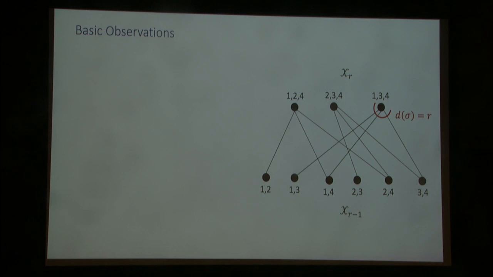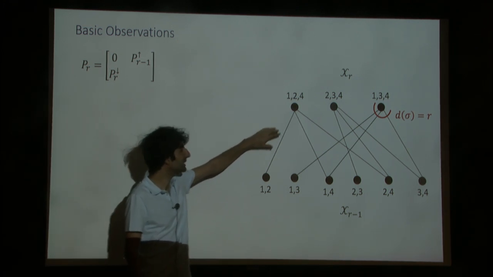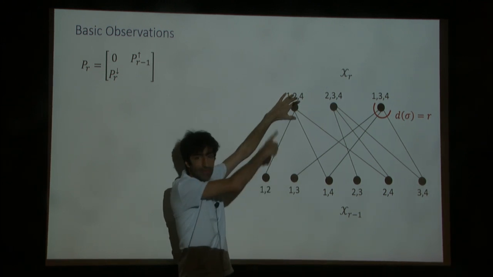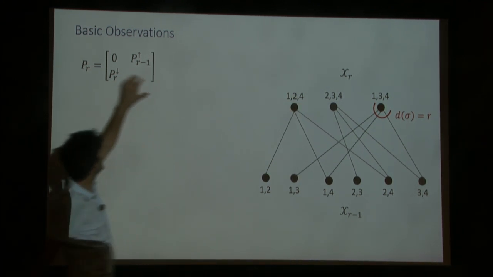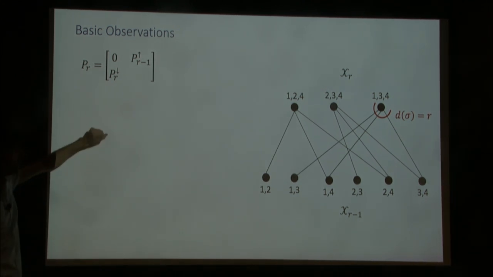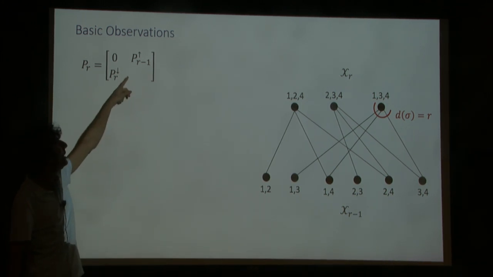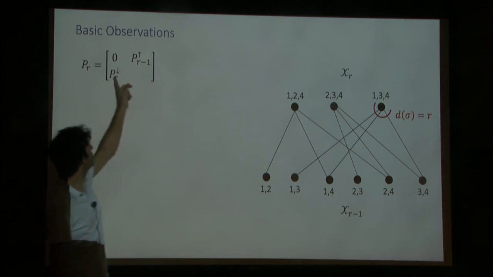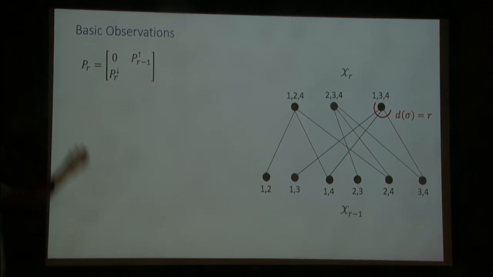So let me tell you the first observations about this Markov chain. So again, this is my Markov chain. Let's look at this matrix. Basically, the Markov chain I was studying on the top is a two-step Markov chain where you go down, then you go up. You can actually first study the whole transition probability matrix on the full state space. So let's say this is P R. It has two matrices, P R minus 1 up, where you go from here up, and P R down, where you go from up to down. So this is the transition probability matrix on the whole bipartite graph.